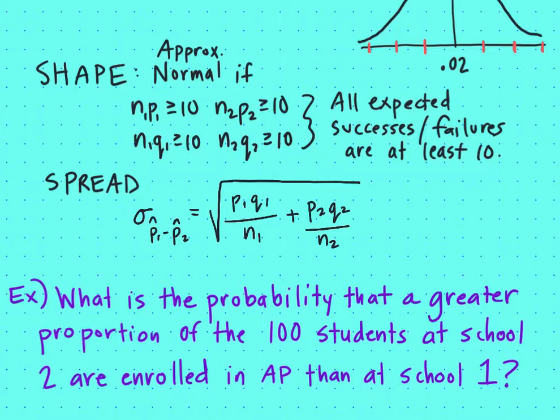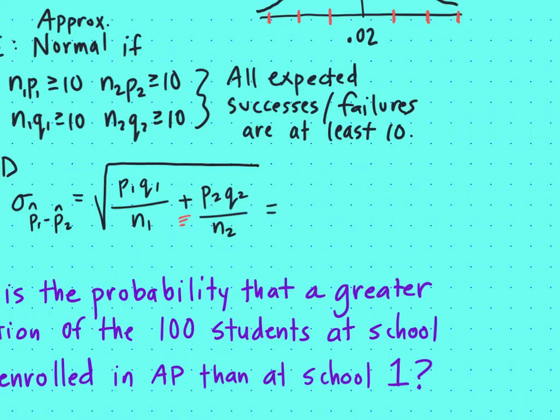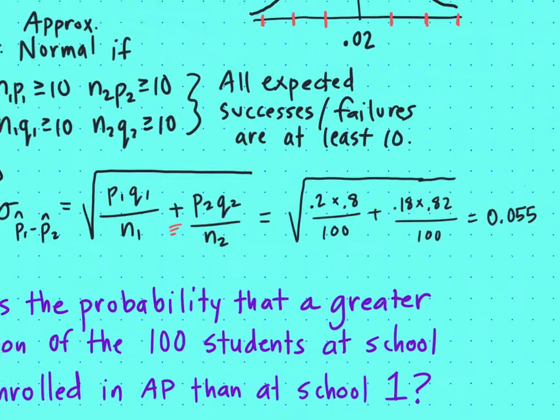But variances add. So even though I'm subtracting these two proportions, that's a plus in the middle. And that's because variances add, the phrase you've heard me say a million times this year. So for this particular distribution, this would be a big square root. Just fill in the 20%, 80%, 100, 18%, 82%, and 100, and that is about 0.055. We'll round it off there. It's about 5.5%.